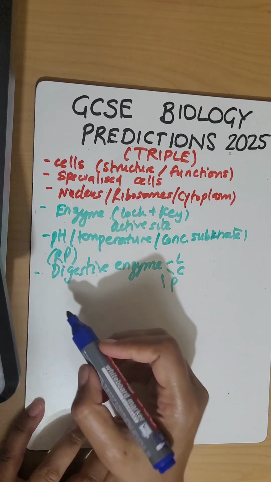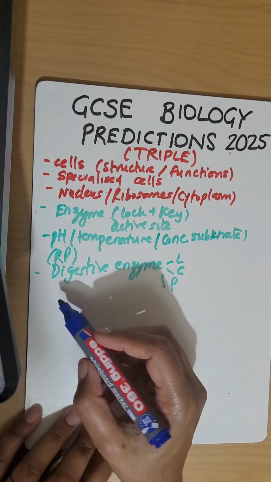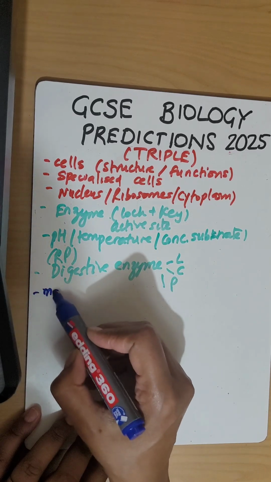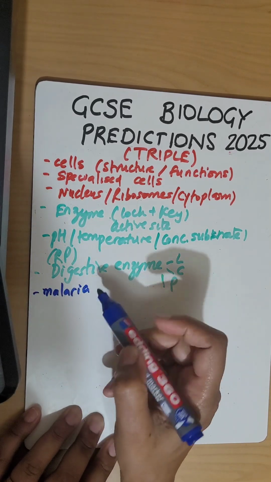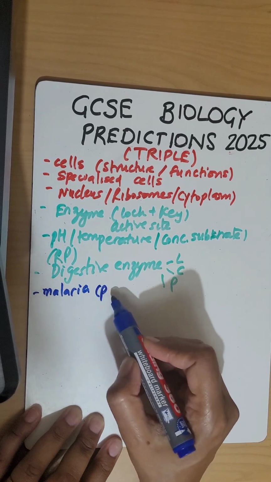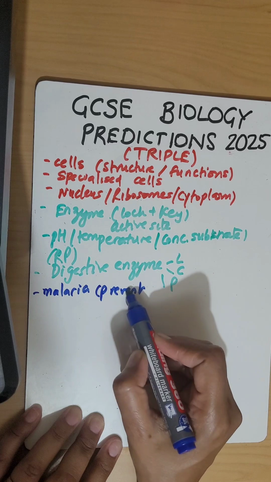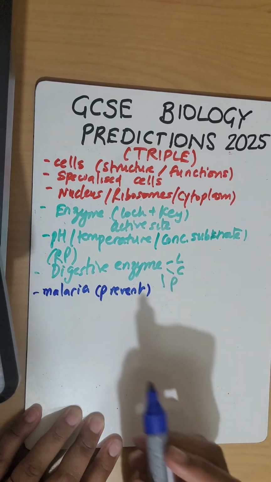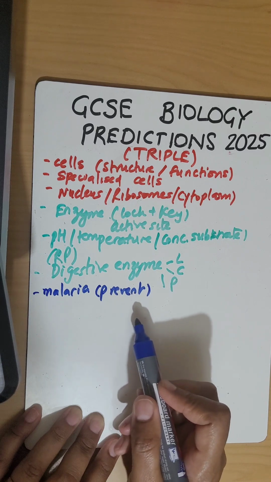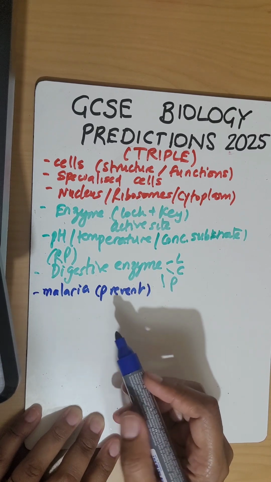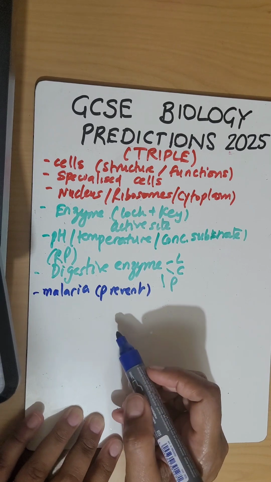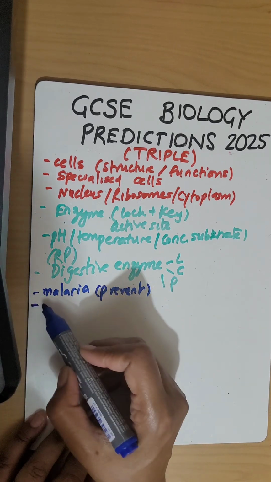The next topic I'm looking at is communicable and non-communicable diseases. So you can look at malaria, what causes it, and how to prevent it: mosquito nets, taking tablets and things, and the protist that causes it. We're also looking at any other diseases. It could be plant diseases.